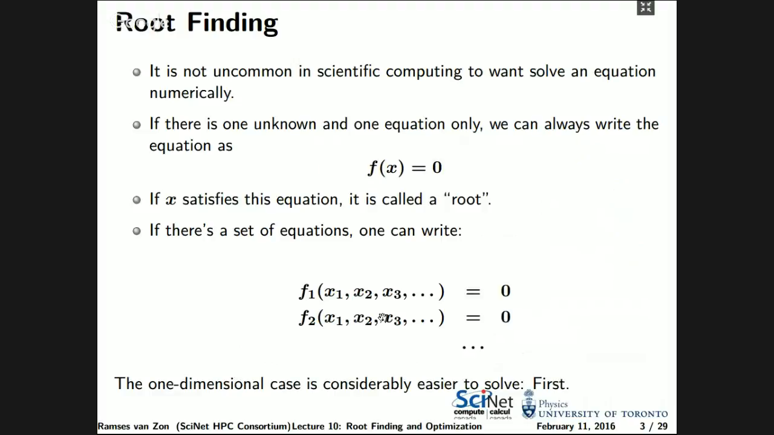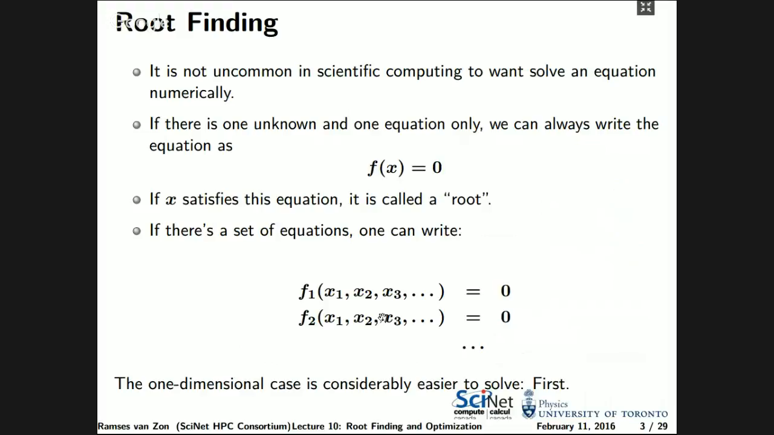So we're going to look at root finding and optimization. Those are two things that happen quite commonly in computations, and even if they don't, they illustrate a lot of the points that you will find happen when you do numerical calculations. Sometimes you want to solve an equation numerically. If there's just one unknown and one equation, we could write it as f(x) equals 0, and that's what we want to solve. If x satisfies the equation, we call it a root, and that's why we call this root finding.